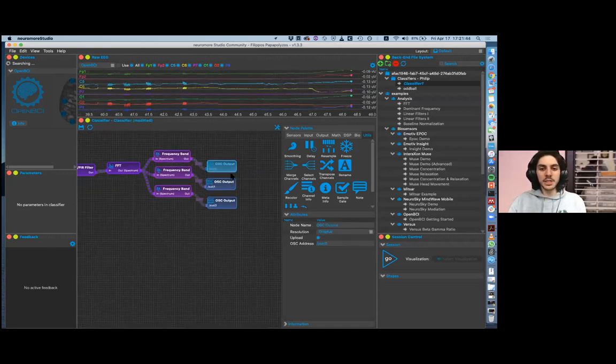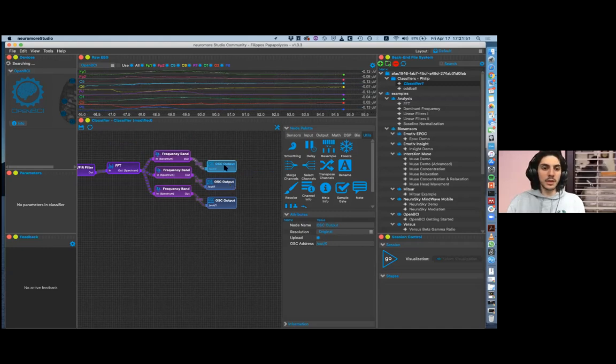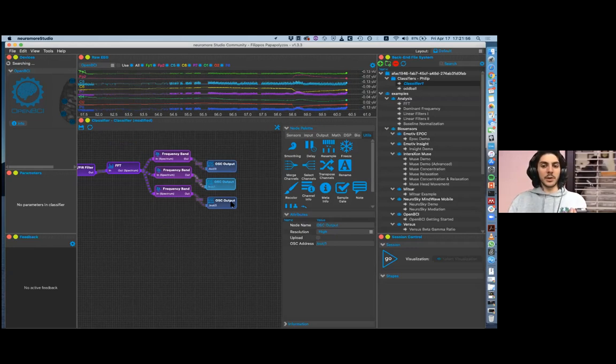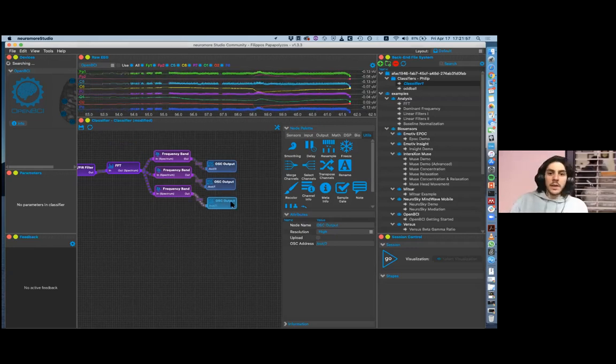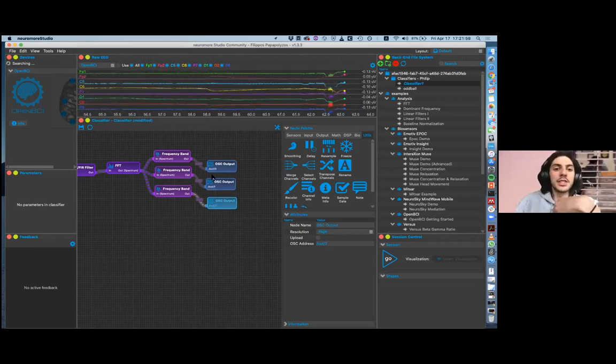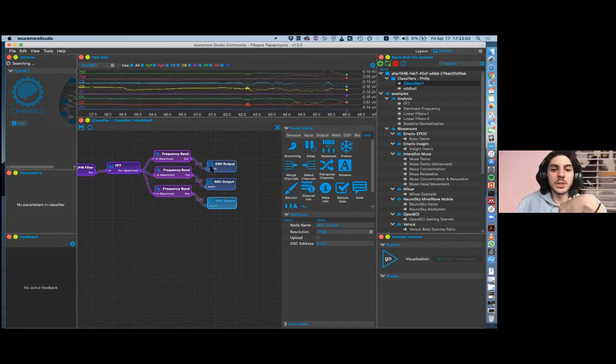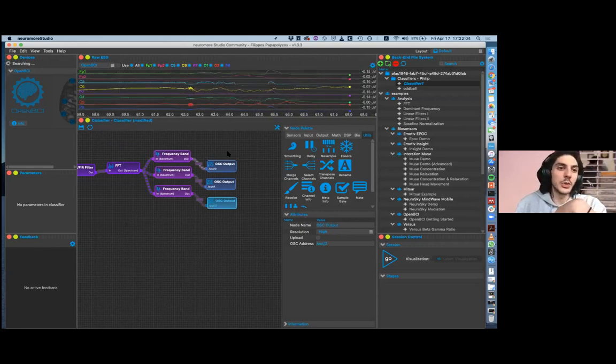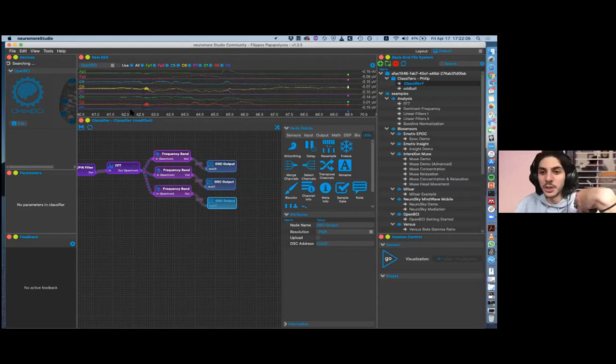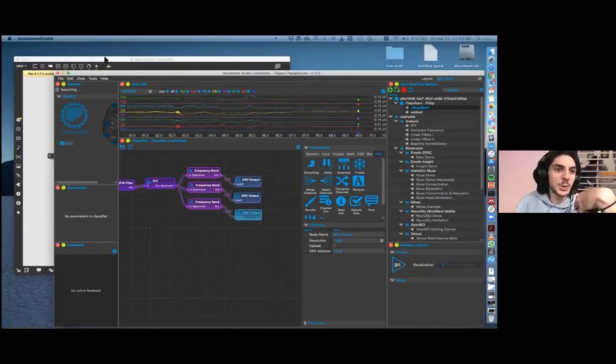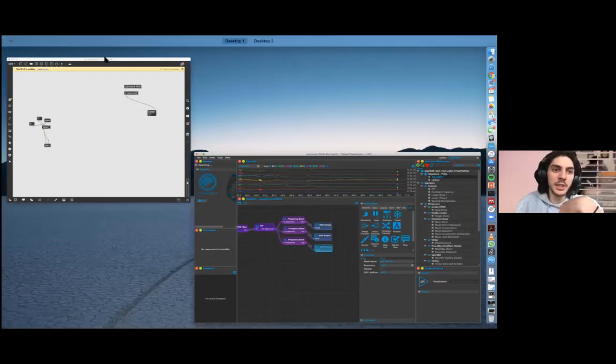I believe this is alpha waves. So that's the band. Beta and gamma, or I'm not sure if it's delta maybe. Anyway, I'm bridging this signal through OSC, which is Open Sound Control. I'm bridging it over to another software called Max, which is mainly used for sound design.